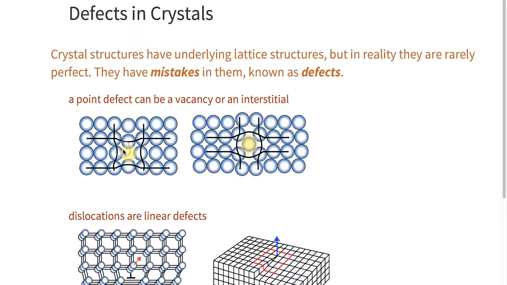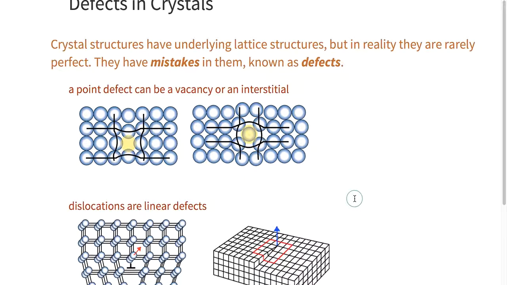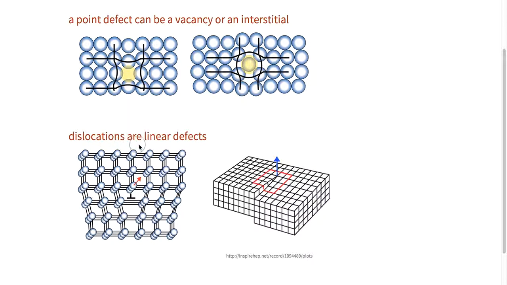A point defect can be a vacancy, where an atom is missing from a lattice, and it can also be an interstitial, where there's an extra atom in the lattice. Another type of defect are dislocations, which are linear defects. Here is an example of an edge dislocation. The red arrow here shows the line direction of the defect, which is at the edge of this extra plane that's in the lattice.